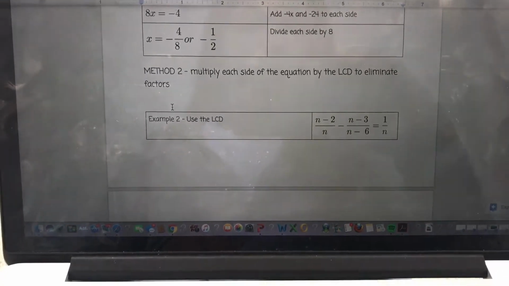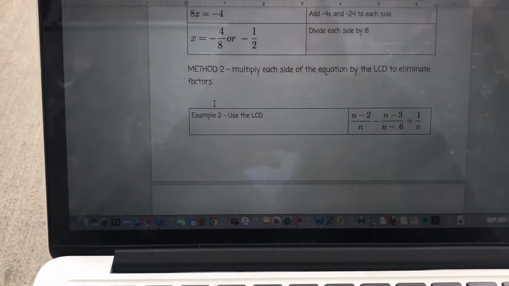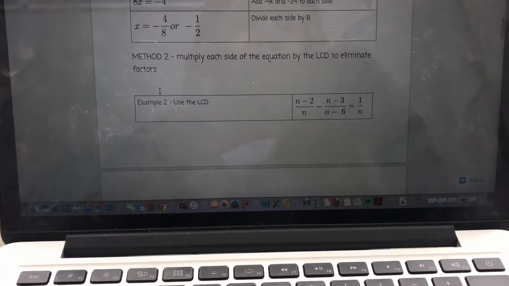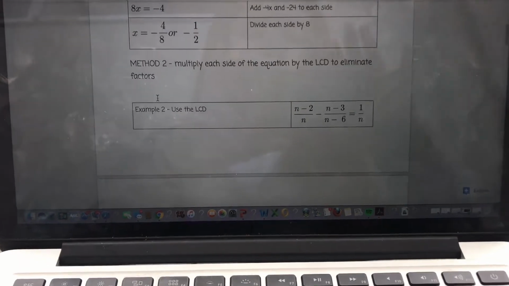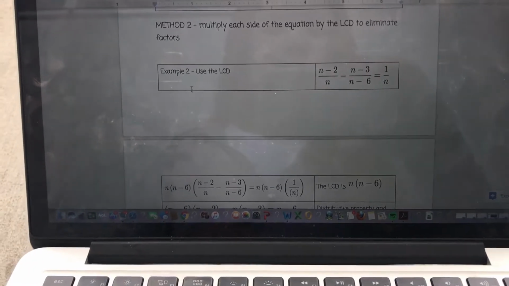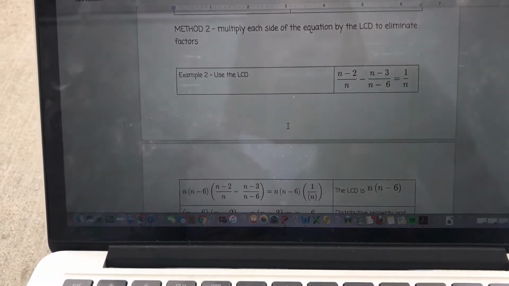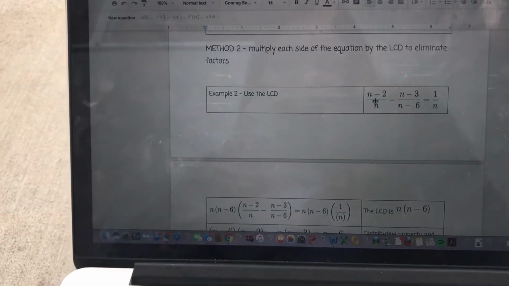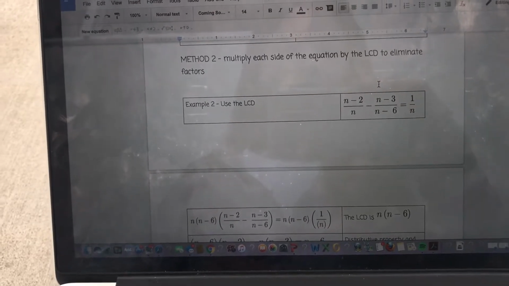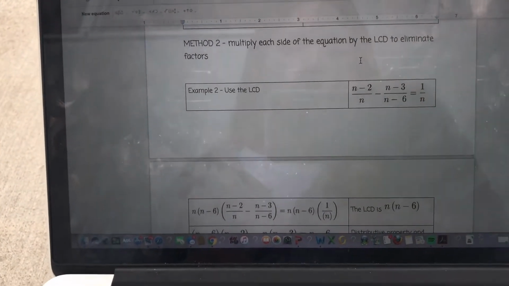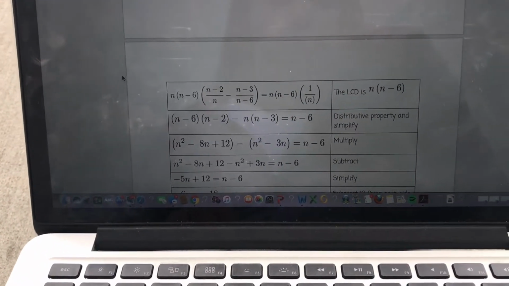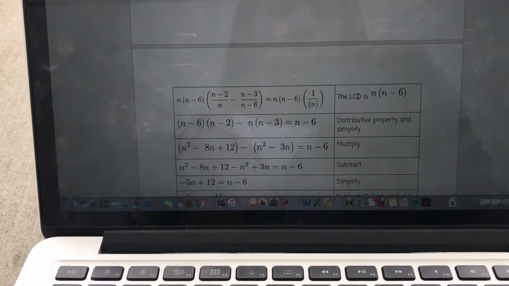And the second method is going to have to do with the LCD. So method 2, multiply each side of the equation by the LCD to eliminate factors. So this one's a little bit more challenging, I believe, but we're going to use the LCD. This is example 2, and the equation is given as n minus 2 over n minus n minus 3 over n minus 6 equals 1 over n. And then the first thing we're going to do is figure out what the LCD is.